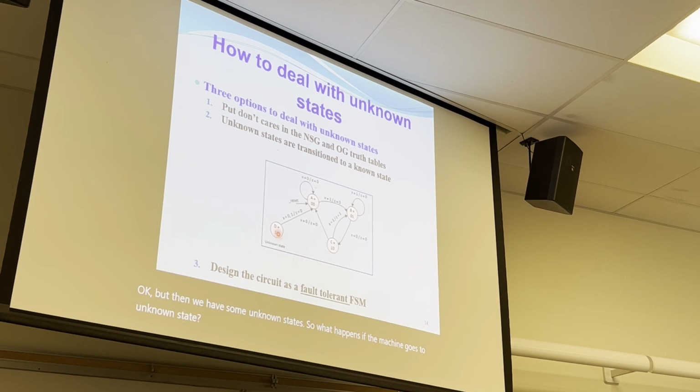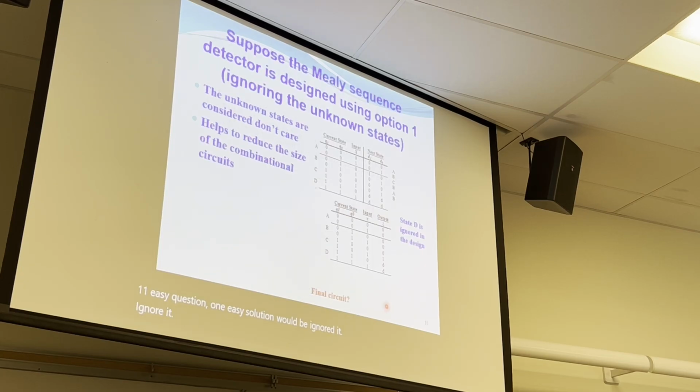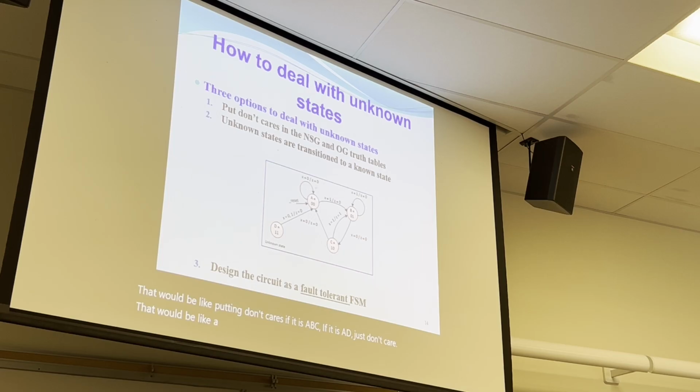One easy solution would be to ignore it. That would be like putting don't cares: if it's A, B, C, if it is D, just don't care. That would be like a toy. A kid is playing with a toy, bangs it on the table, it stops working, runs to mom and dad, who just do on and off, and it's working.